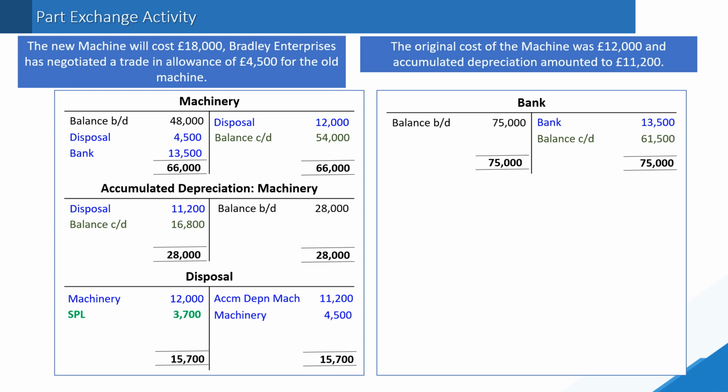Steps really do work because they give you some form of structure to follow. If we follow our steps, we're not going to miss a step out, we're not going to miss a particular process. As a final check, when you have completed a part exchange activity, there should be 2 entries on the debit side of your machinery account that agree to the value of your new asset. And in this example, the value of my new asset is 18,000. I've got 2 entries that equate to that amount. So I'm relatively confident that I've done all my transactions correctly.